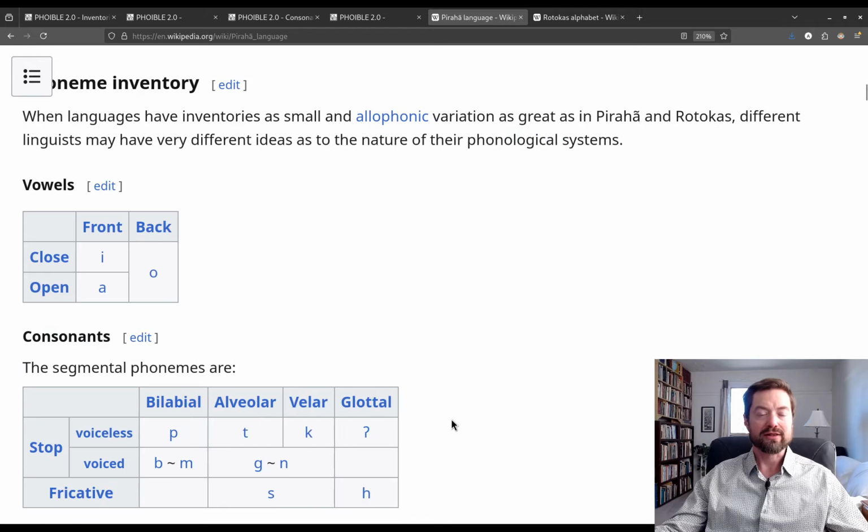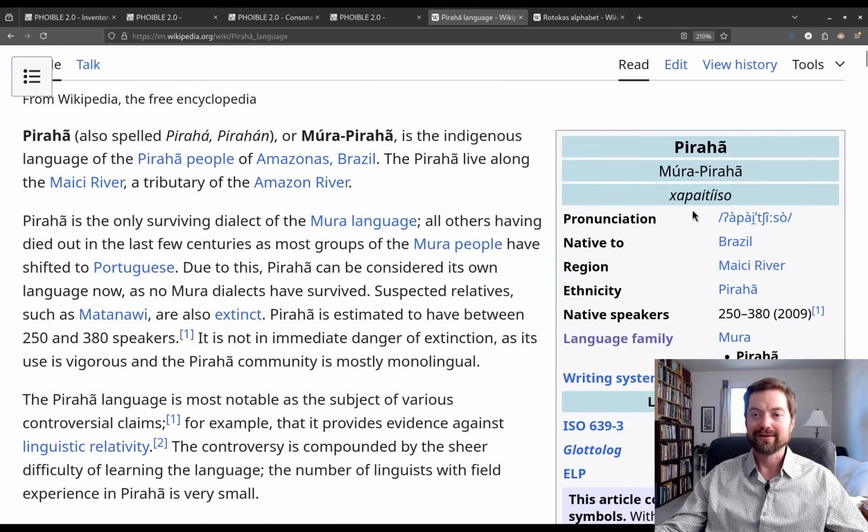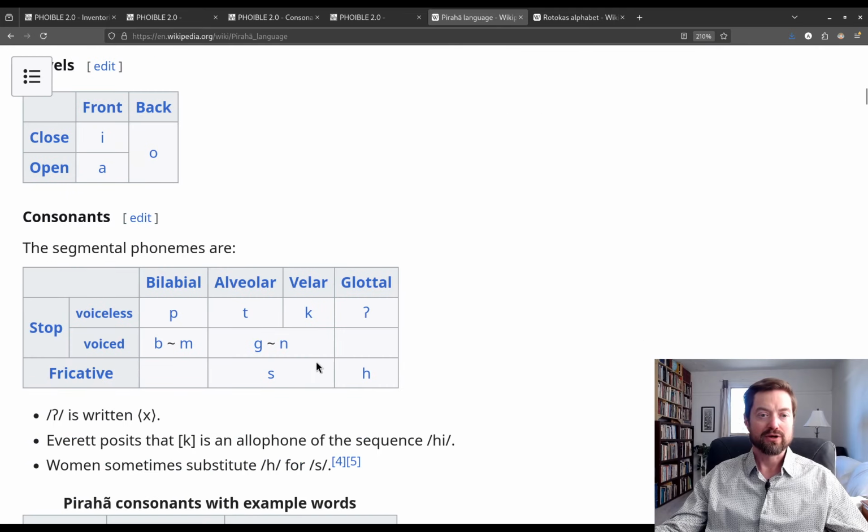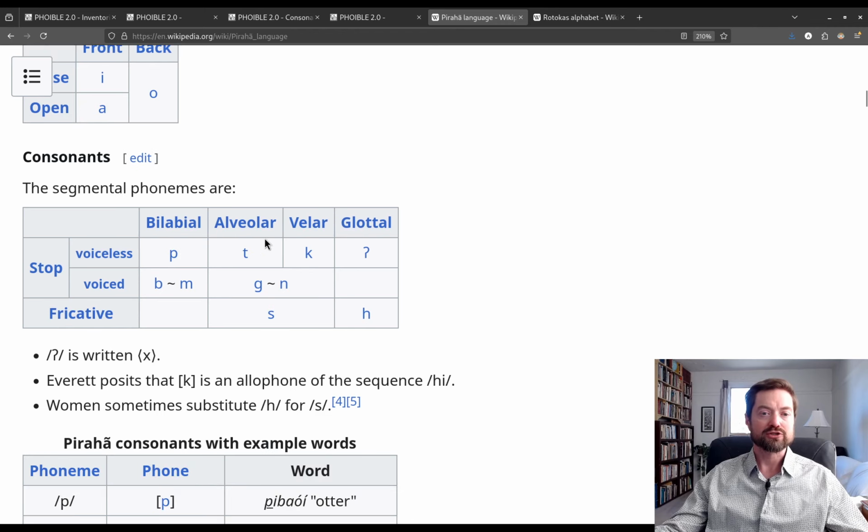So let's take a look at the famous phonemes of Piraha or Hapaichiso. There's your three: A, I, O. And now the consonants. Here we have the P, T, K, just like we saw in Rotokas, but we don't have the B, D, G fully. We only have the B and the G. So there is no D that corresponds with T. It's like D and G merge together.